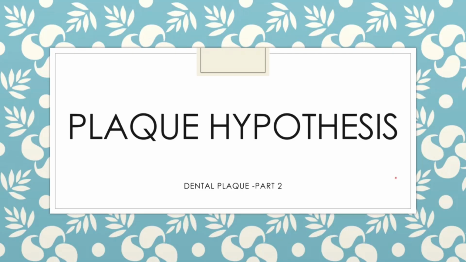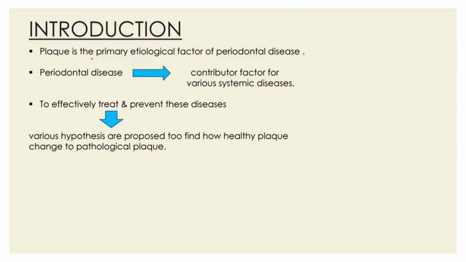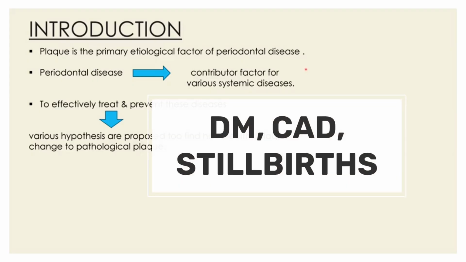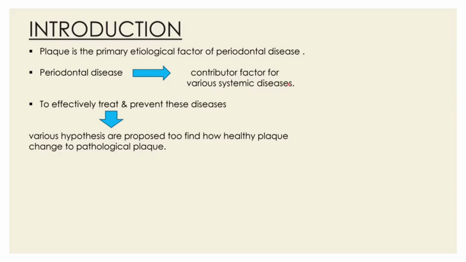In this video, I'll be explaining the different plaque hypotheses. So without wasting a moment, let's get into the concept. Plaque is the primary etiological factor for periodontal disease. Also, evidence supports that periodontal disease acts as a contributing factor for various systemic diseases like diabetes, heart diseases, lung diseases, and pregnancy-related complications like preterm low birth weight infants.